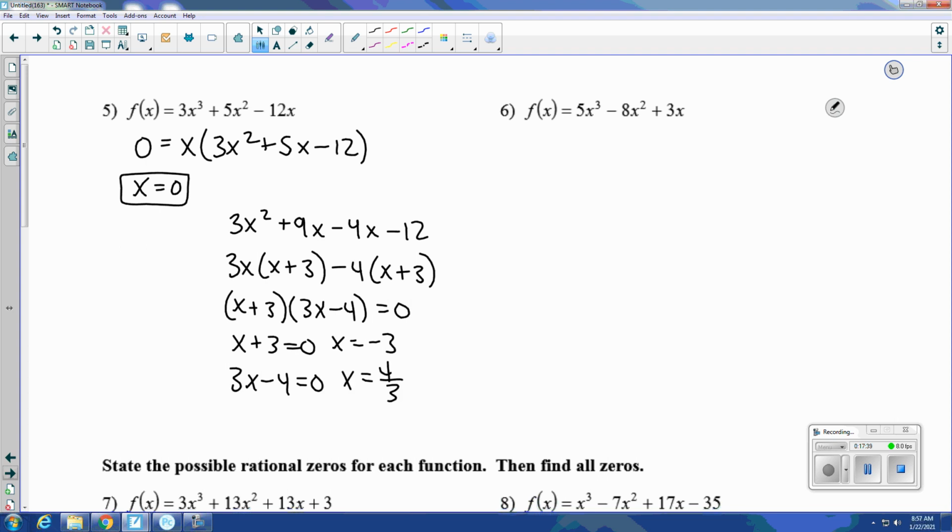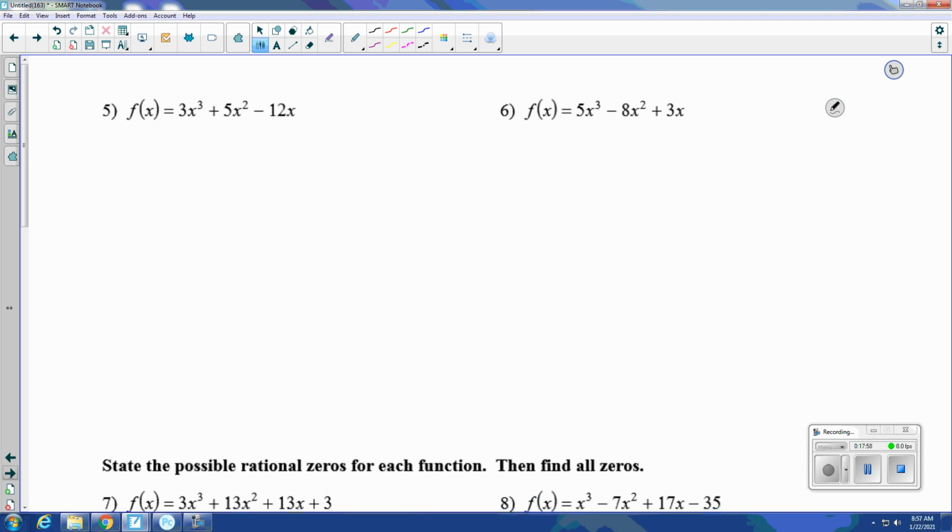So this quadratic could be factored. And we got all three of the complex solutions we were looking for in this cubic using a GCF and a basic factoring method for quadratics. So we don't always have to go to the quadratic formula, but when in doubt, we can.